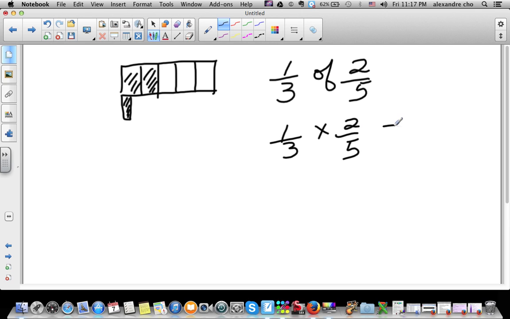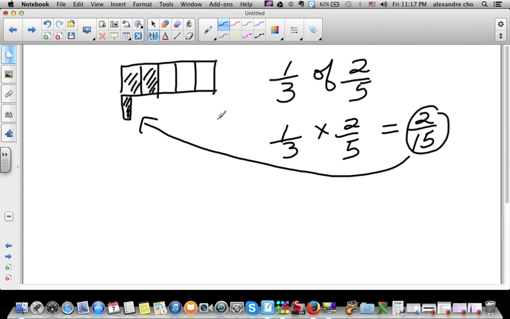And multiplication just means a fraction is numerator times numerator, so you get 2 over denominator times denominator, 2/15. So 2/15 is actually what this little piece is. So 2/15 of the class are Korean girls. Okay.